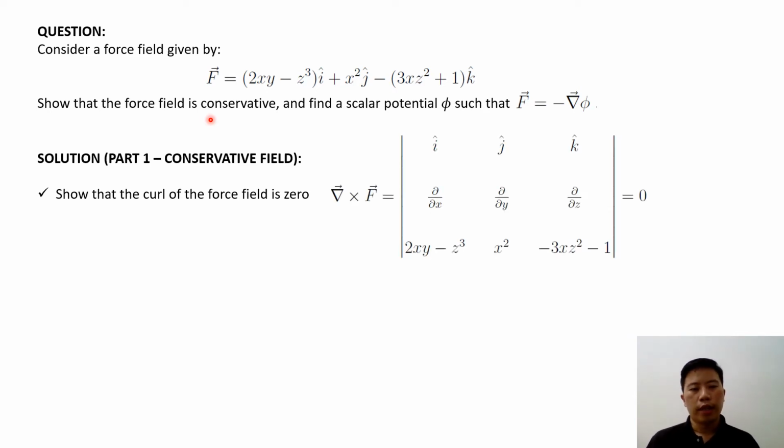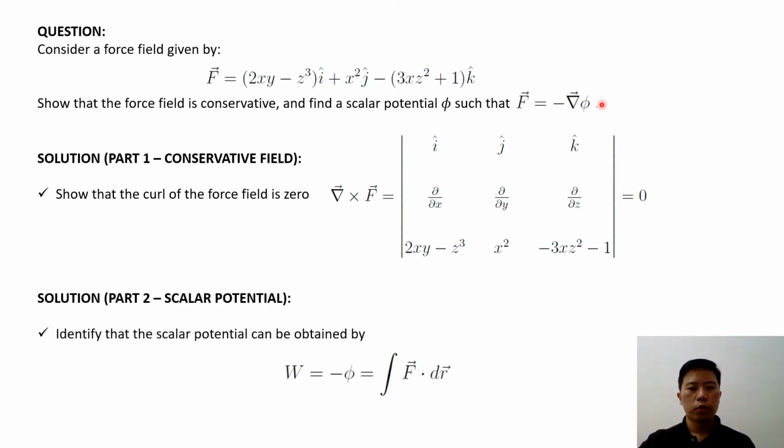You will just find nabla cross with f, and this in terms of a determinant is written like this, and you will satisfy yourself that this is actually equals to 0, right? So the second part, which is slightly tougher, is that you want to find the scalar potential in this case. So here they specifically say that you have f equals to negative nabla phi, and phi is your scalar potential. So you want to find phi.